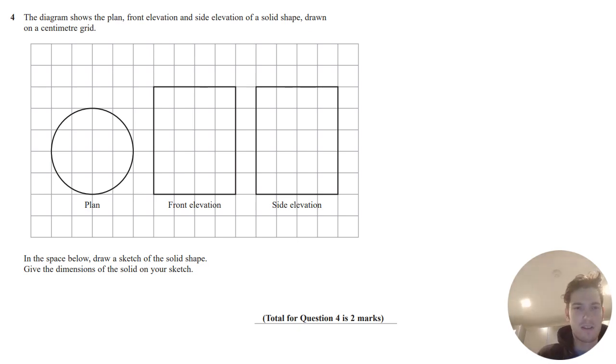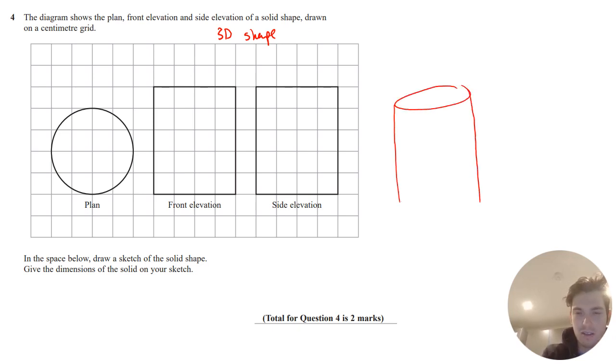Okay, this one is an interesting question. The diagram shows the plan, front, and side elevation of a solid shape. Okay, so I know when I'm given these questions, I'm going to be looking at a 3D shape. So I need to figure out which one it is. Well, if I'm looking at it from the plan view, i.e. straight down on it, it looks like a circle. So I think this is going to be a cylinder. So let's make a sketch of a cylinder. Something like this would be a good sketch.